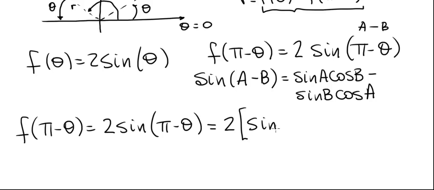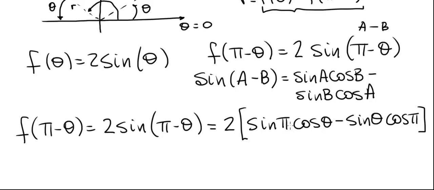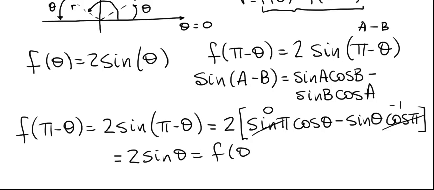So this is sine of pi cosine of theta minus sine of theta cosine of pi. Now sine of pi is 0, so this part is 0. Cosine of pi is minus 1, and so we have 2 times minus 1 times minus sine theta, which is 2 sine theta, and that's the original f of theta.